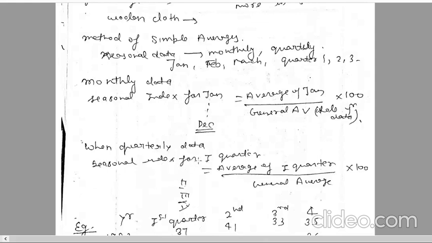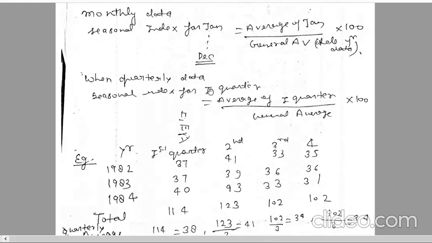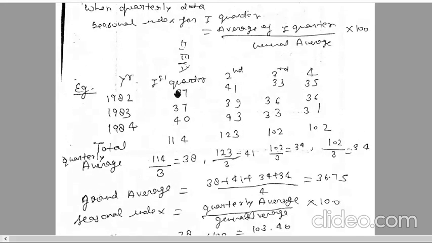When dividing your data quarterly, the seasonal index for the first quarter will be the average of the first quarter divided by the grand average, into 100. The same applies for the second, third, and fourth quarters. So there is an example here, where they are asking to calculate the seasonal index number.